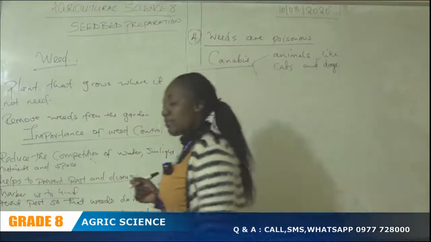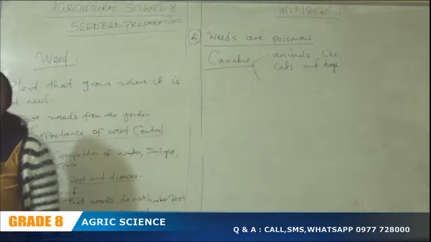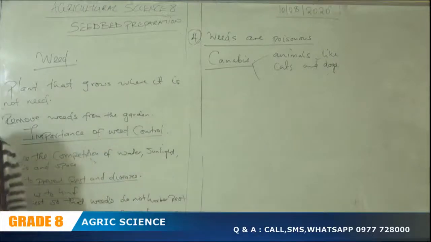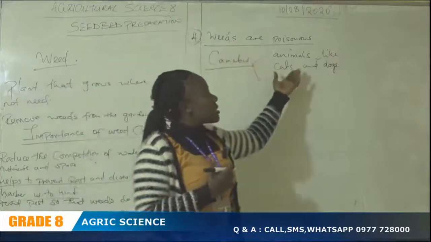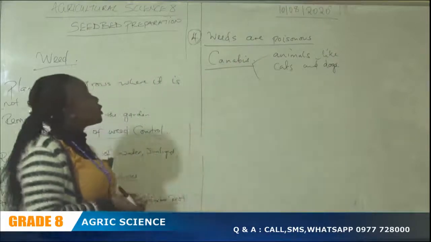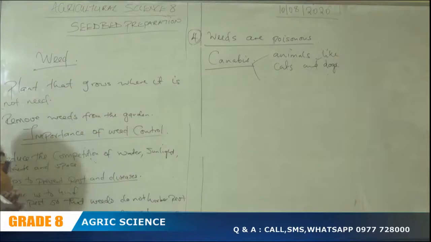So I'm saying weeds are very dangerous. It's good we remove them because some of the weeds are poisonous, like cannabis. It can kill animals like cats and dogs. So it is important to remove these weeds from our garden.